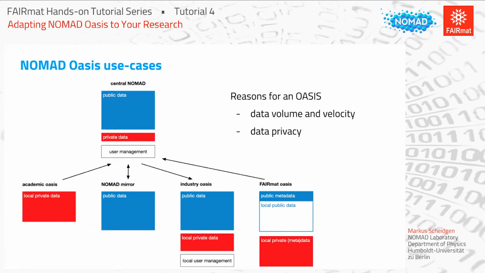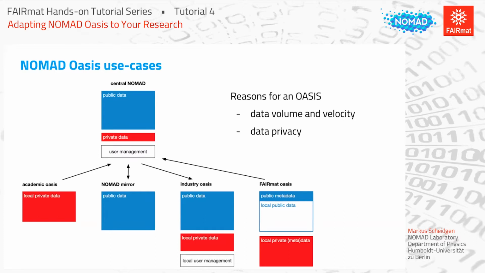Yeah, this is a slide that shows different use cases. This is a rather old slide that was our original thinking when FAIRmat wasn't even born. What could an Oasis be for, or why might people want to have an Oasis? And this basically came down to these three use cases that you see here on the left. The first one is the academic use case, right?